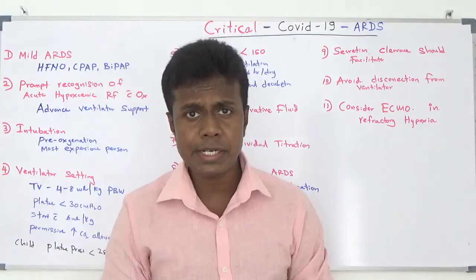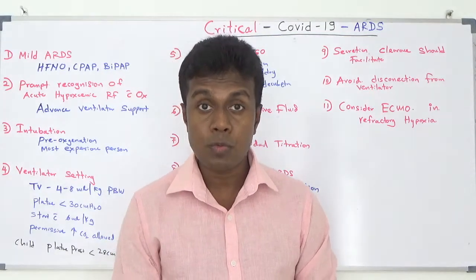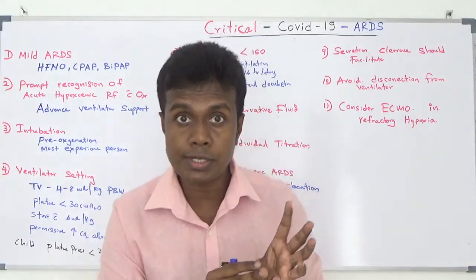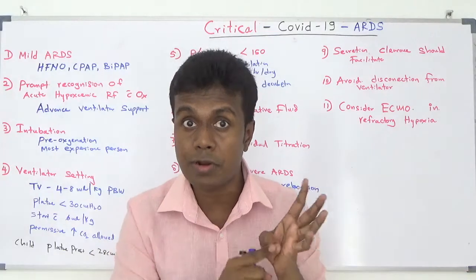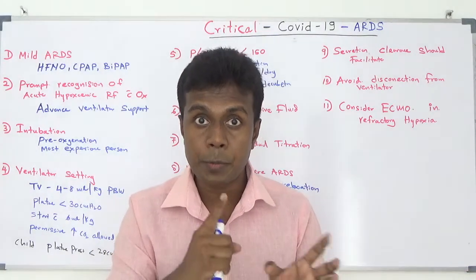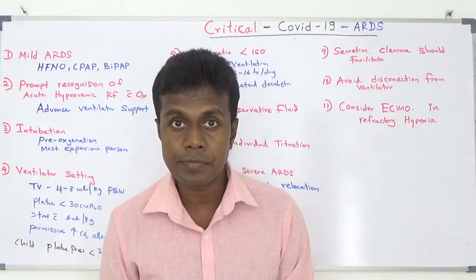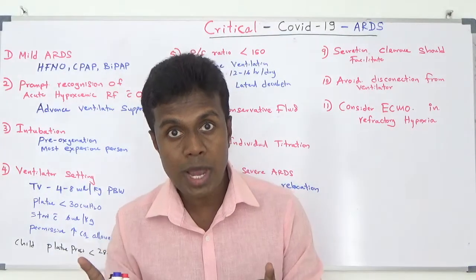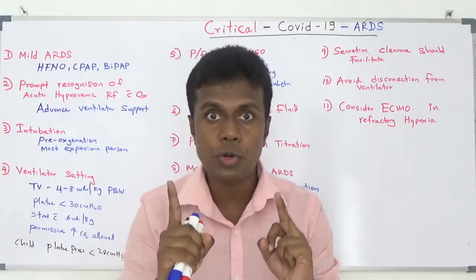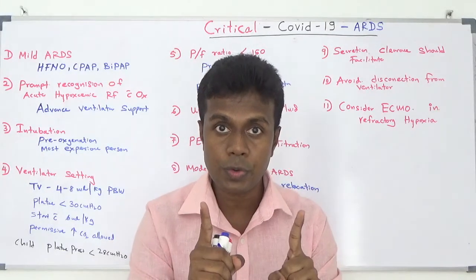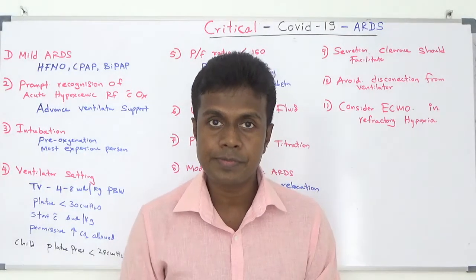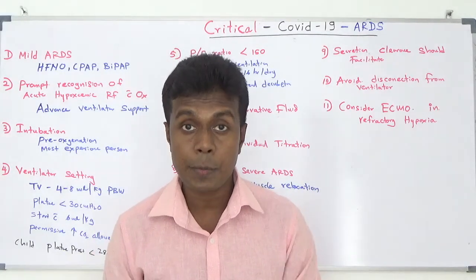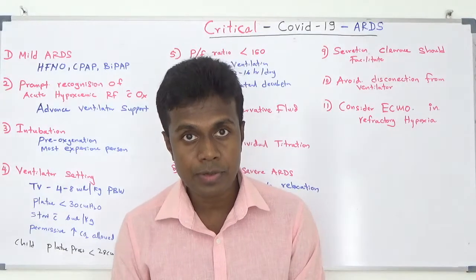If you remember the definition of ARDS, if you want to say this patient has ARDS, that patient should have newly onset respiratory symptoms within 1 week or progressive symptoms within 1 week. He should have bilateral chest infiltrates. He should have pulmonary edema which cannot be explained by fluid overload or heart failure. Those three features should be present in your patient. In addition to that, the PF ratio should be less than 300.